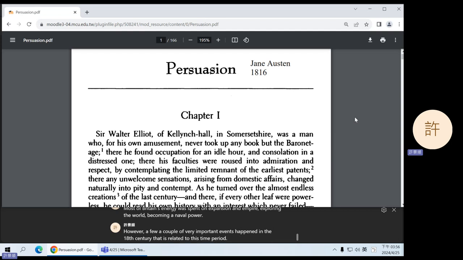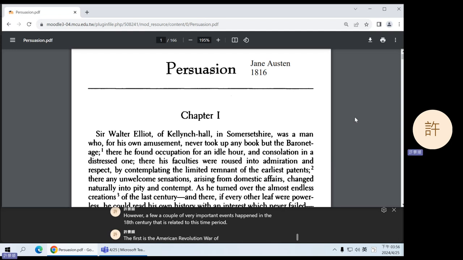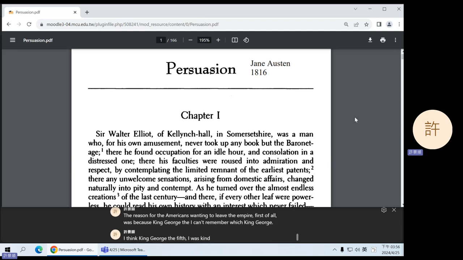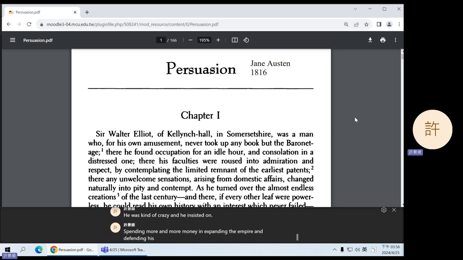The first is the American Revolution, War of Independence, which started in 1775. The reason for the Americans wanting to leave the empire, first of all, was because King George V was kind of crazy. They say that he was drinking lead water with lead poisoning or something. Anyway, he was kind of crazy. And he insisted on spending more and more money in expanding the empire and defending his overseas assets.